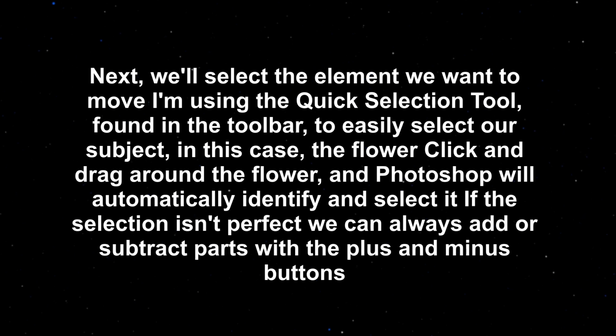Next, we'll select the element we want to move. I'm using the Quick Selection tool found in the toolbar to easily select our subject. In this case, the flower. Click and drag around the flower, and Photoshop will automatically identify and select it. If the selection isn't perfect, we can always add or subtract parts with the plus and minus buttons.